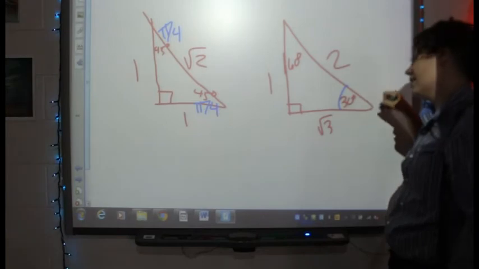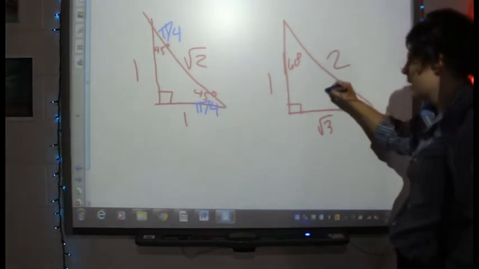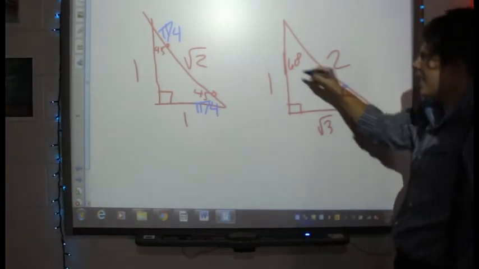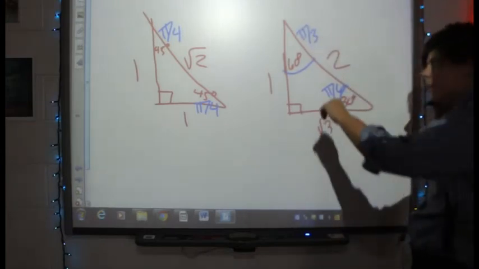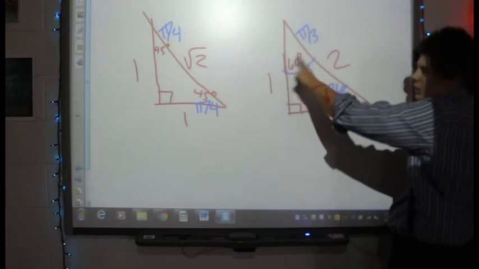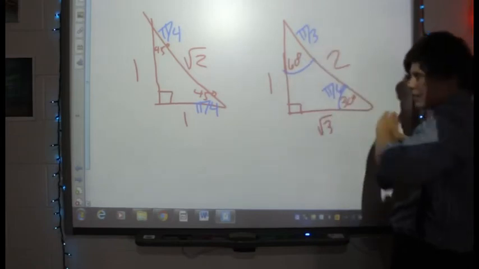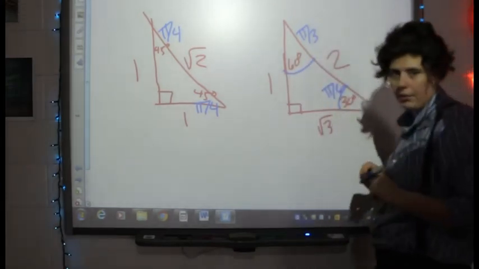30 degrees, if I divide by 180, that is the same as pi over 6. And 60 degrees is the same as pi over 3. A lot of people try to put the pi over 6 with the 60 and the pi over 3 with the 30, but that's not how it goes. So be careful that you have it right.